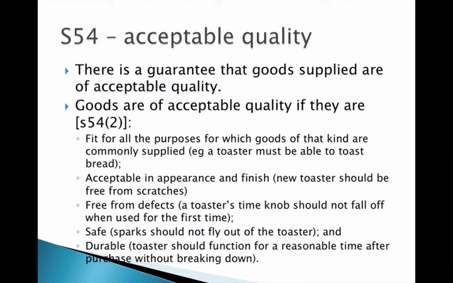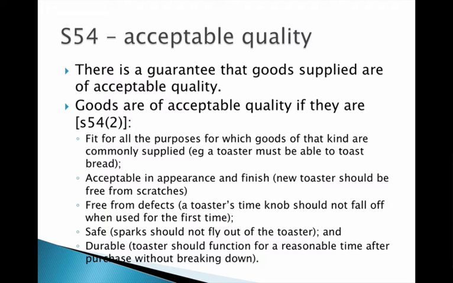So acceptable quality involves definitions that are set out under section 54 subsection 2. And they include where goods should be fit for all the purposes for which goods of that kind are commonly supplied. So a toaster really needs to be able to toast bread, and probably muffins and fruit toast and, you know, the kinds of normal things you'd expect to put in a toaster. It has to be acceptable in appearance and finish. So yeah, it can't be all beaten up, and it can't be kind of ridiculously sticky. It has to be what you would expect a toaster to be.